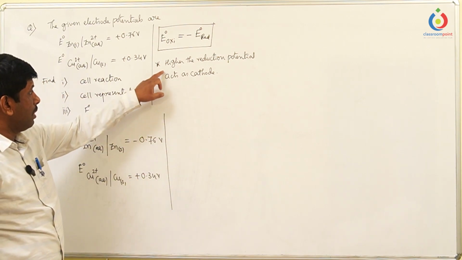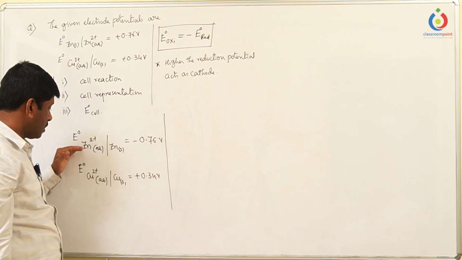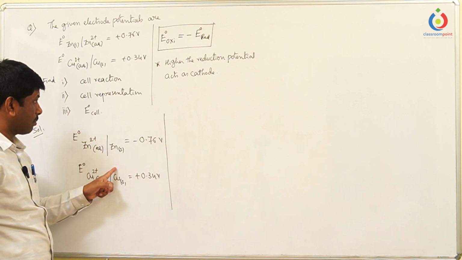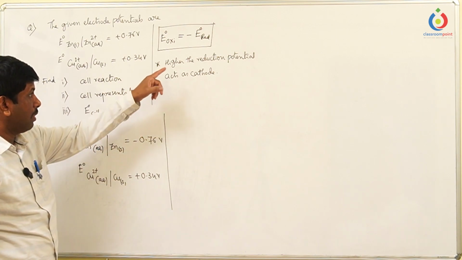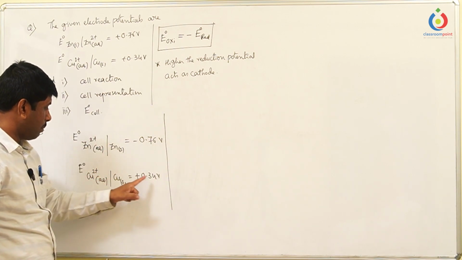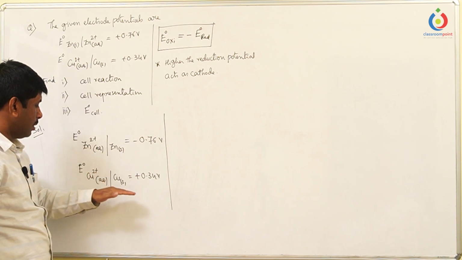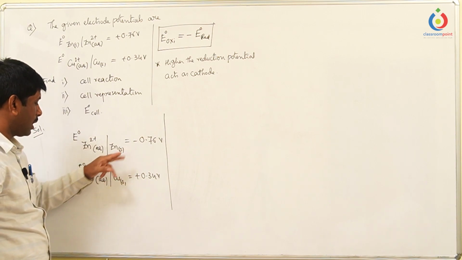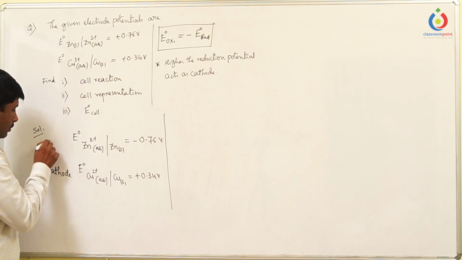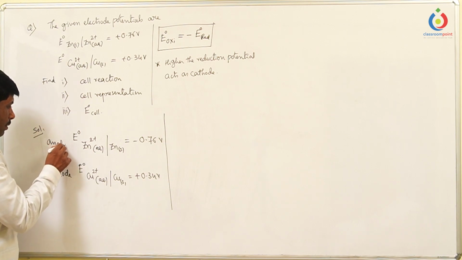For this purpose, we have to convert all the given electrode potentials into reduction potentials. Now between these, whichever is the higher value is always acting as the cathode. So plus 0.34 is a higher value than this one. So this is acting as a cathode, and this is acting as an anode. So I can write down that this is a cathode and this is an anode.